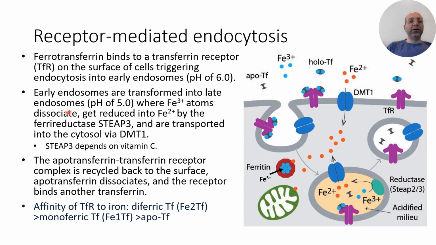The pH in the early endosomes is about 6. The pH in the late endosomes is about 5. Because of this low pH, there will be release of iron inside the vesicles.